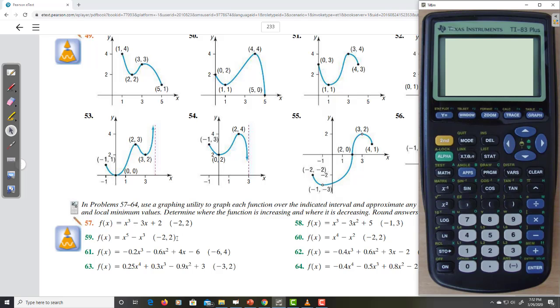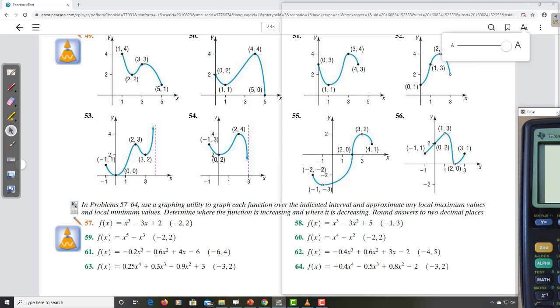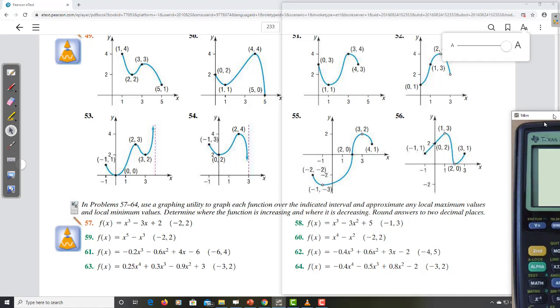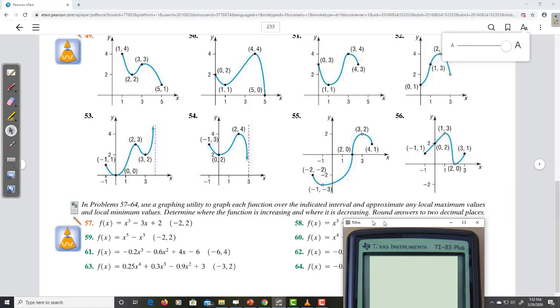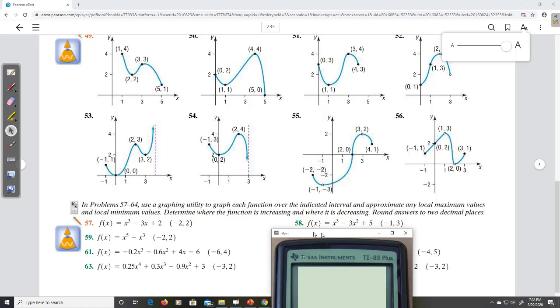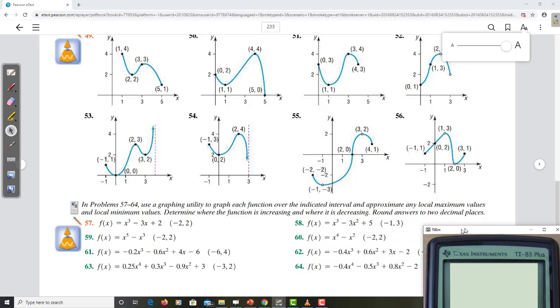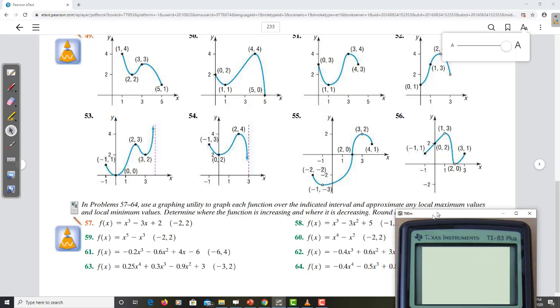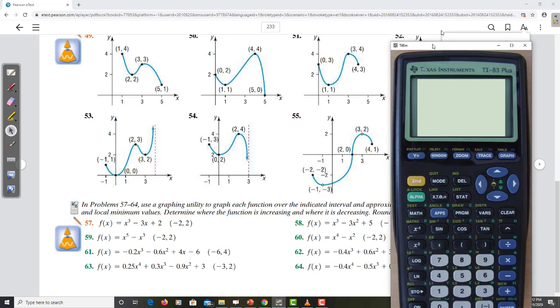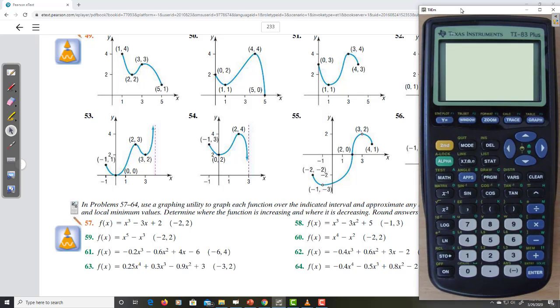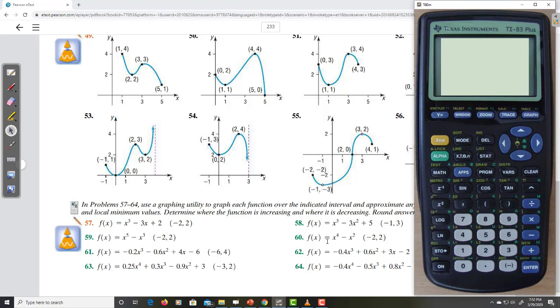So if you look at these problems down here, you can see the instruction is to use a graphing utility to graph each function over the indicated interval and approximate any local maximum values and minimum values. Determine whether the function is increasing and decreasing. Round answers to 2 decimal places. So, approximate any local maximum and minimum values. So let's look at this 61.